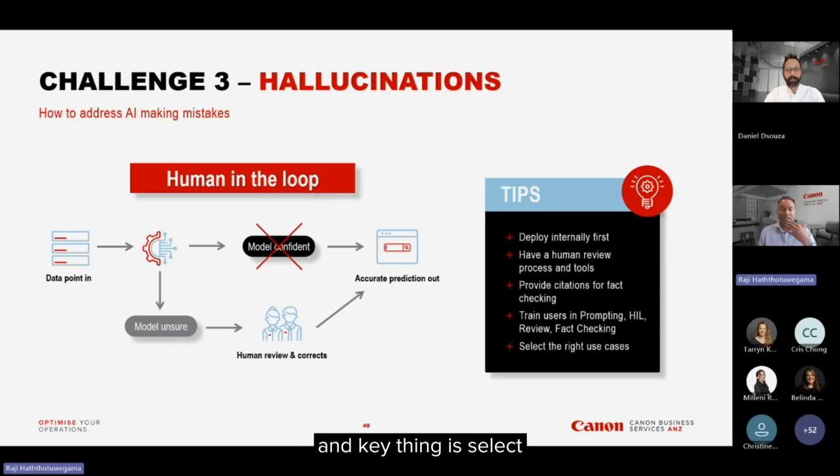And the key thing is to select the right use cases. AI can't solve every problem. It isn't suited for most things. The important thing is selecting the right use case, and we could have a separate session just on that piece alone.